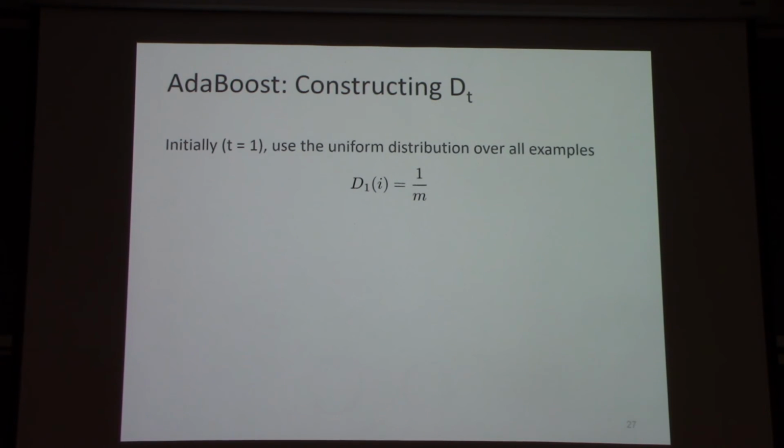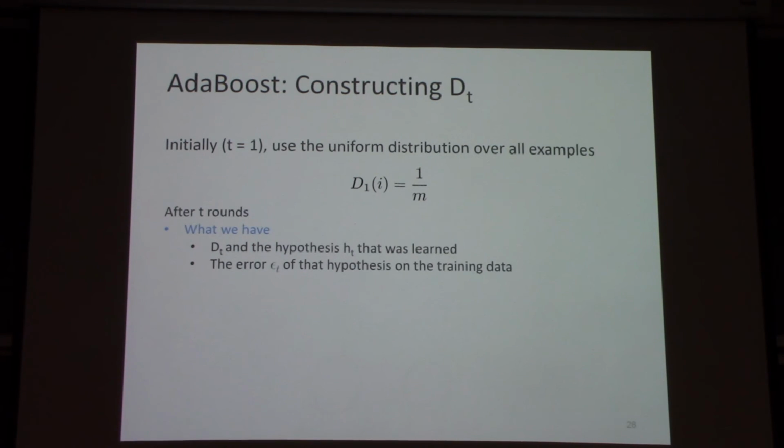Okay? The interesting thing is, after t rounds, what do we have? You have dt, the current value of dt, and you have the hypothesis that was just produced using this dt, and you have the error of that hypothesis. So you have these three things. You have the current distribution over examples, you just used your weak learning algorithm to produce a classifier using that distribution, and you have evaluated that weak classifier on the training set and produced the weighted error of that hypothesis. That's epsilon t. So you have these three things.